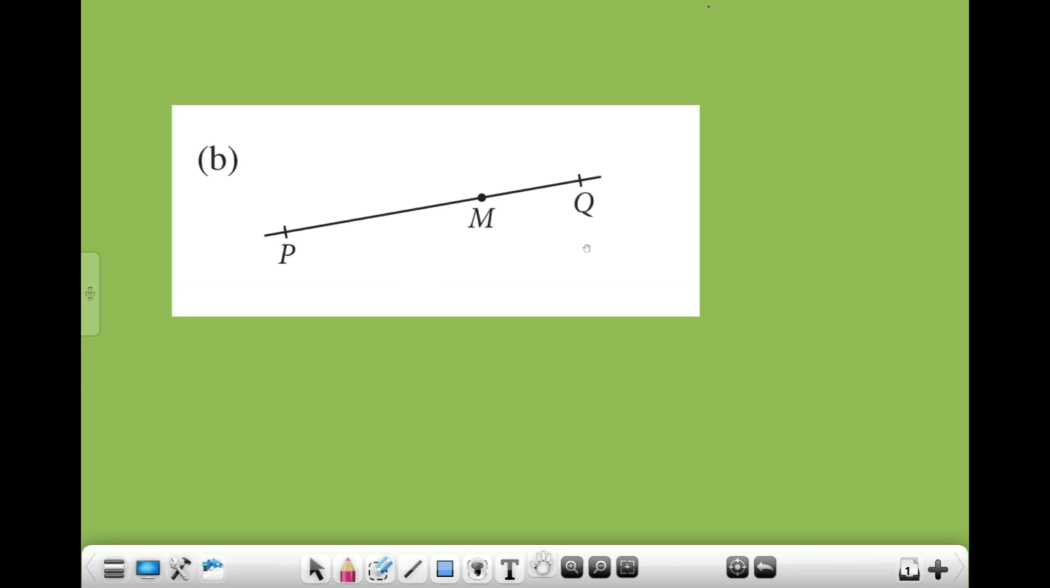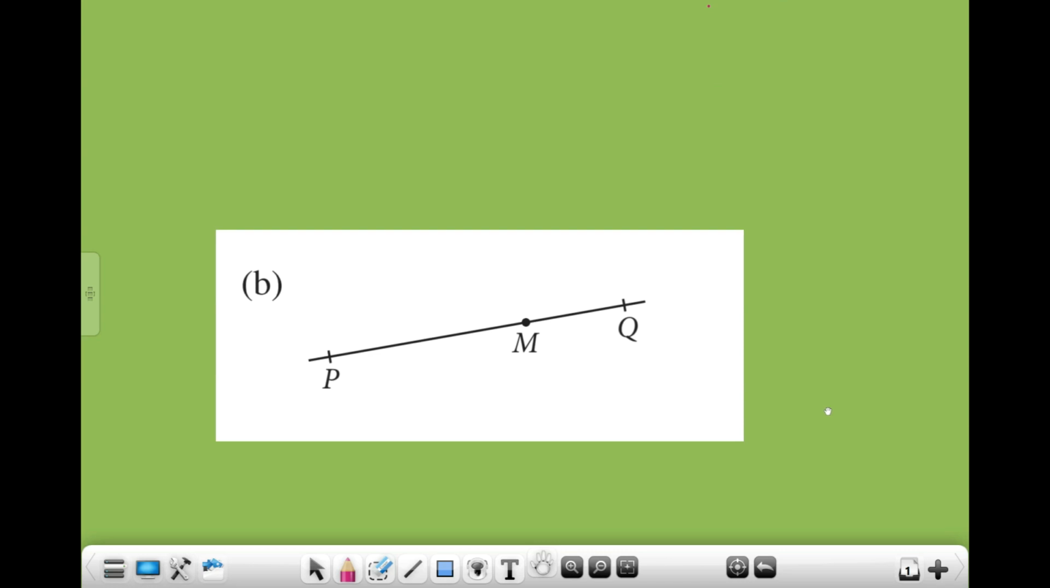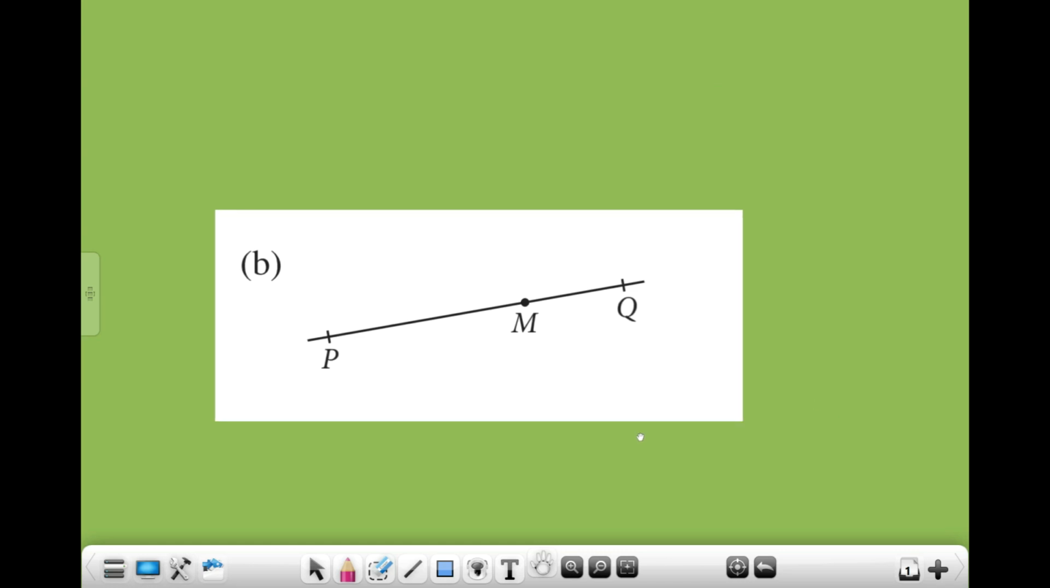Are you ready to do the construction? Yes. Okay, tell me, what are we going to construct one more time? What are we going to construct? Perpendicular line. Yes, very good. We are going to construct perpendicular line. How much is the angle for perpendicular line? 90 degrees. Yes, very good. Okay, let's carry on. Take out your compasses.